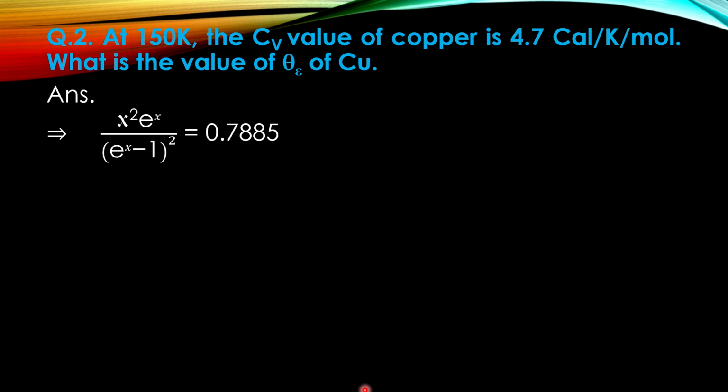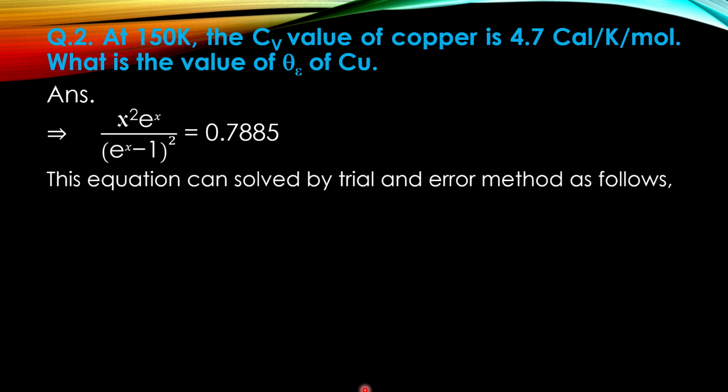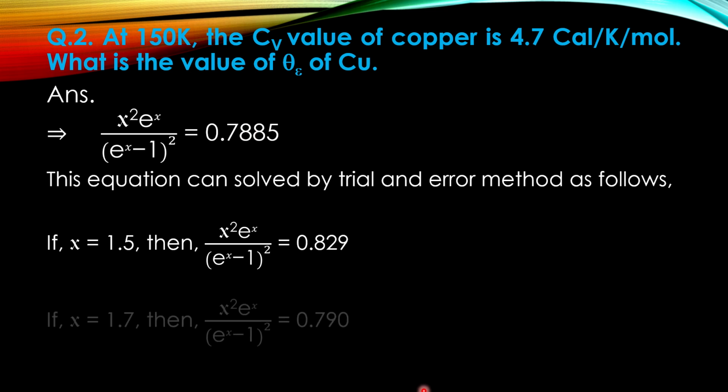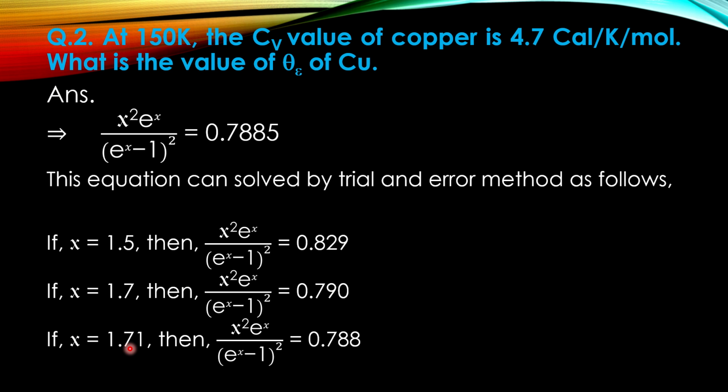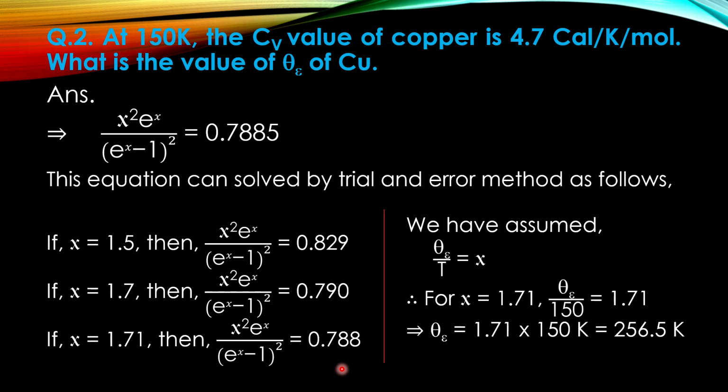Okay. Now you have to solve this equation. There is no particular way out or particular procedure to solve this equation. You have to apply the trial and error method. You have to take some arbitrary values of x, and whichever one matches the right hand side would be accepted. So if you put 1.5, then this gives the value 0.829, which does not resemble. If you put 1.7, then it goes nearer to this value. So if it is 1.7, then it is almost near to this value. So increase the value of x a little bit, put x equals 1.71. In that case, this left hand side becomes equal to 0.788. So the value of x, that means theta epsilon by T, is 1.71, and from there you can calculate the value of theta epsilon as 256.5 Kelvin.